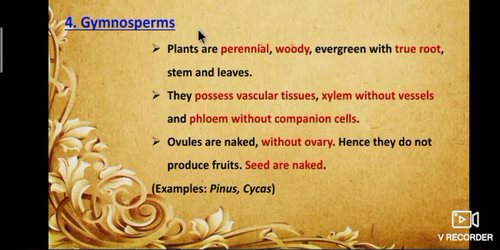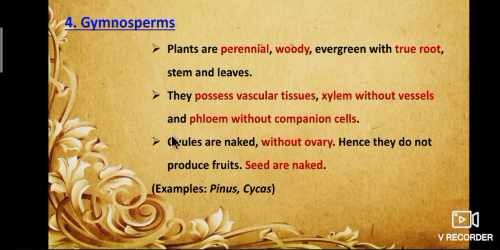Fourth one, gymnosperms. This type of plants are perennial, woody, evergreen with a true root, stem and leaves. Perennial means living for many years. They possess vascular tissues, xylem without vessels and phloem without companion cells. Tell me, what is xylem? Xylem is a tissue which conducts water and nutrients upward from the root. What is phloem? Phloem is also a tissue which conducts sugar and other metabolic products downwards from the leaves.